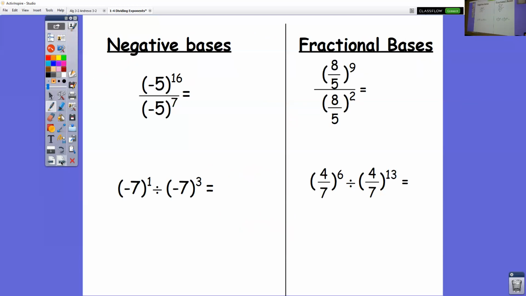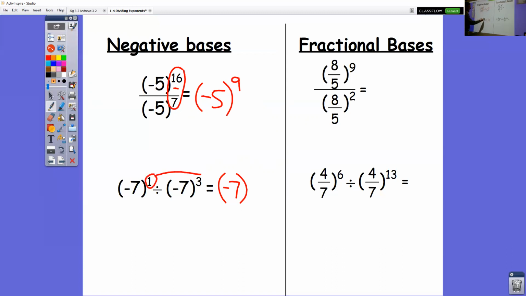You're going to have some negative bases and you're going to have some fractional bases. Again, we're keeping the base the same. Even if it's a negative number, if it's inside parentheses, we need to keep it inside parentheses, so that negative 5 stays the same and the negative 7 stays the same inside parentheses. This problem goes vertically up and down. We need to do the top exponent minus the bottom. 16 minus 7 is 9.